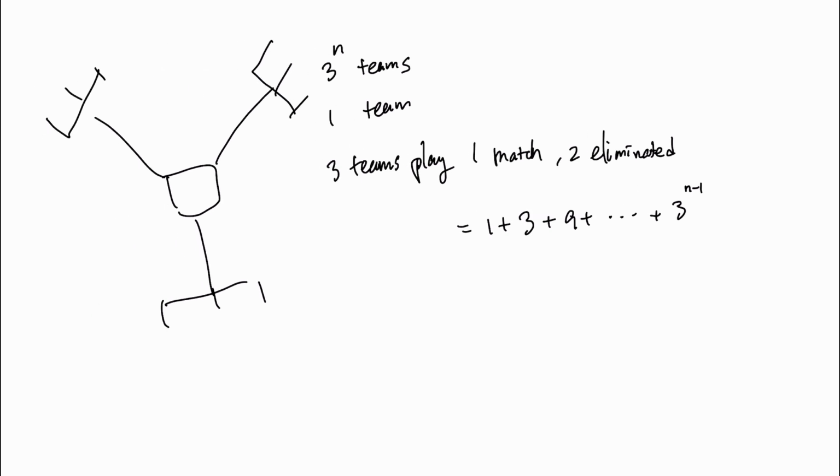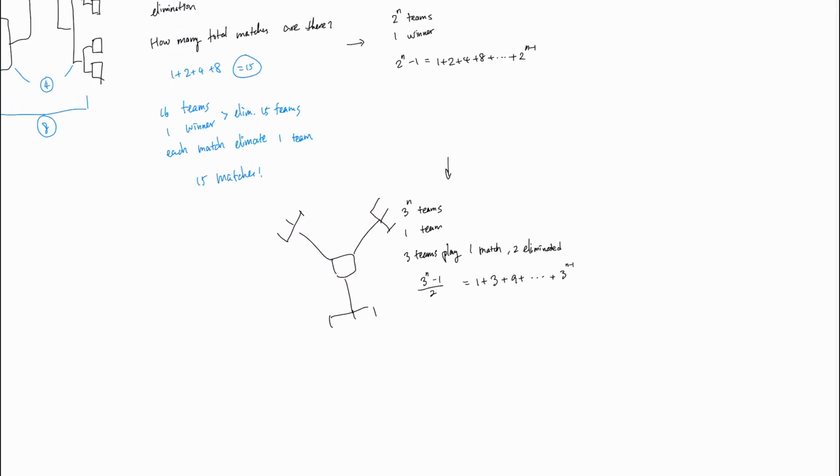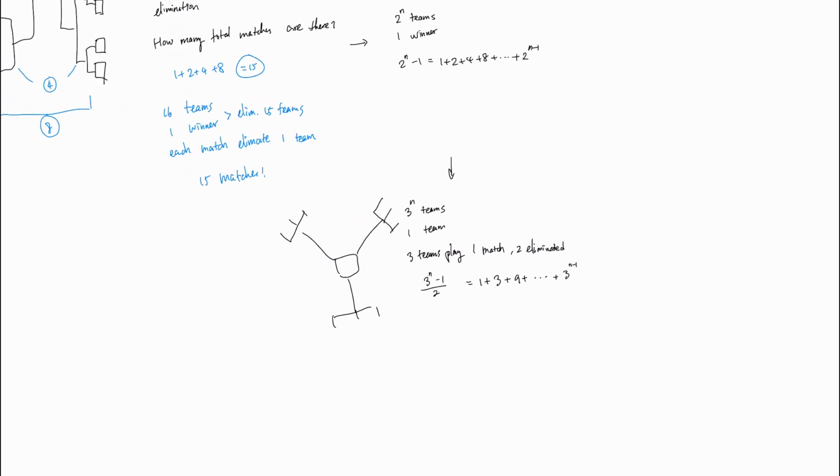And this left-hand side, let's think about it. We want 3 to the n teams minus 1, that many teams to be eliminated, and each match can eliminate 2 teams, which means that we just divide that by 2. Now, let's take a look at this result. It's very interesting, isn't it? So if we can do it with 2, we can do it with 3.